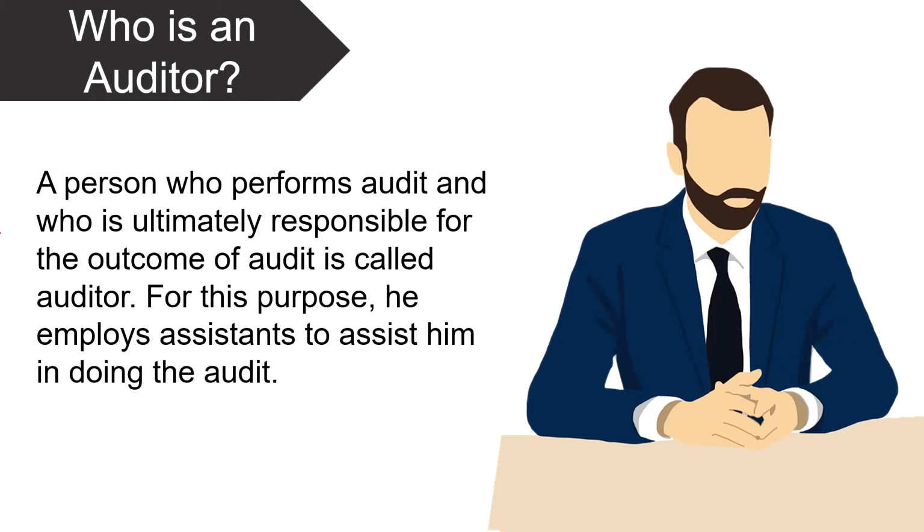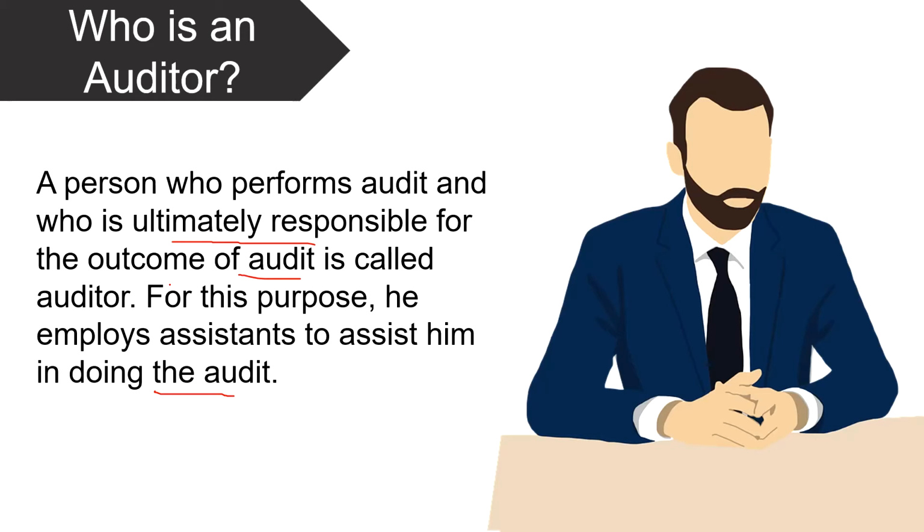Now who is an auditor? An auditor is a person who performs audit and who is ultimately responsible for the outcome of audit. For the purpose of auditing, an auditor employs assistants to assist him in the performance of audit. He is the person who confirms the authenticity of the books of accounts prepared by an accountant. Here you should note that audit should be performed by competent persons only.